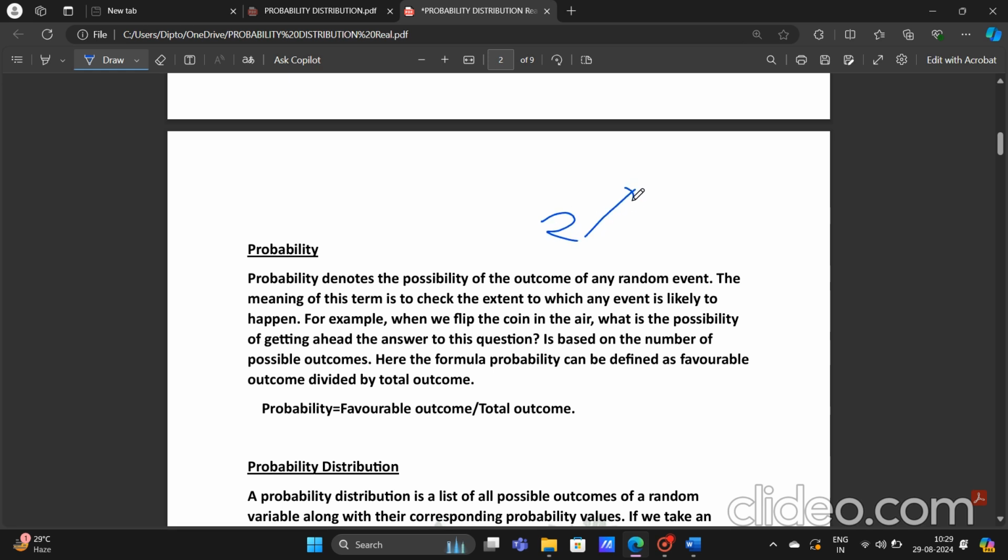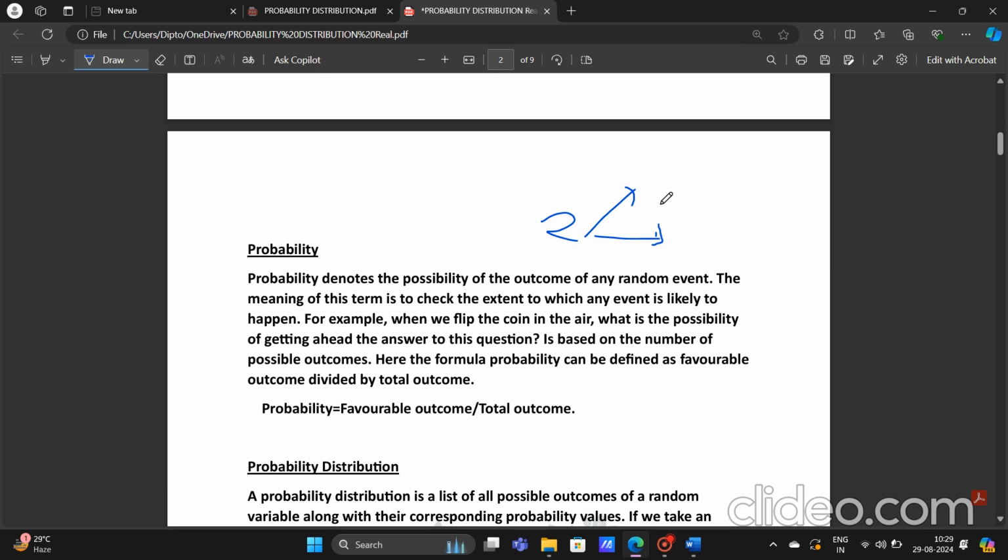So if I ask you what is the probability of the boy reaching school, the answer will be 1 by 2. How? Total outcome is 2, right? So the formula is favorable outcome by total outcome. Total outcome is 2 because there are a total of 2 outcomes: the boy will reach school or the boy will not reach school.